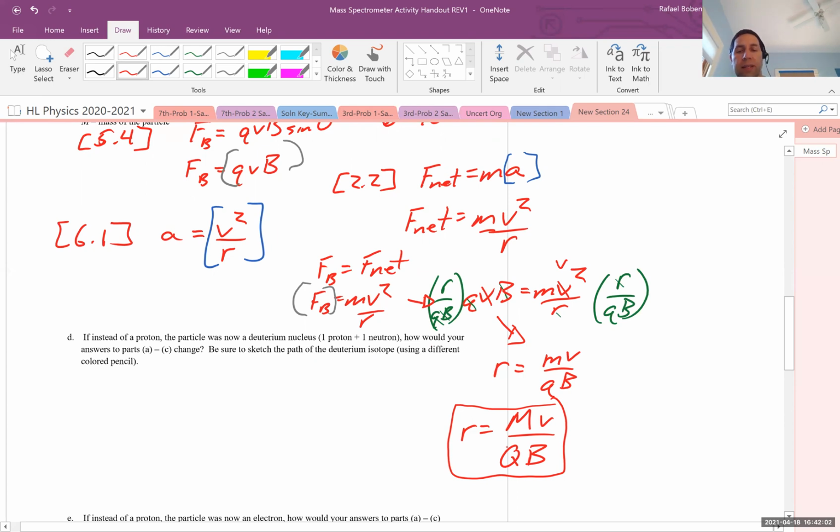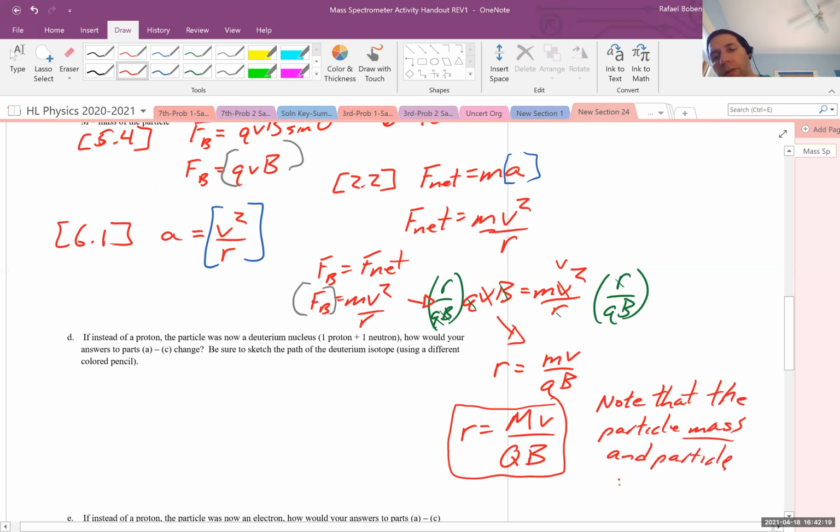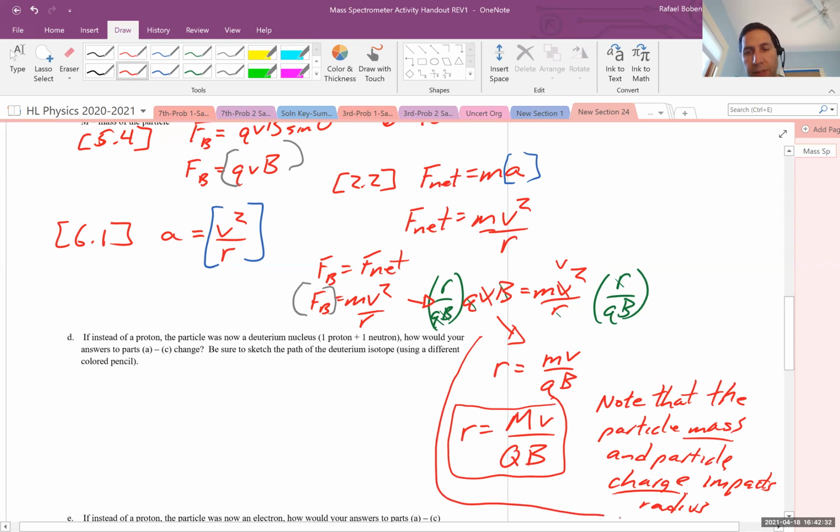So what I want to say, and this is really key, note that the particle mass and particle charge impact the radius. Okay, and you're going to see why that is key in a second here. So let me just put that over there.